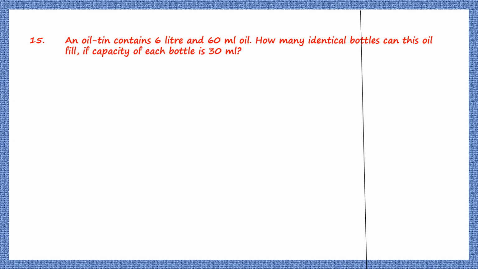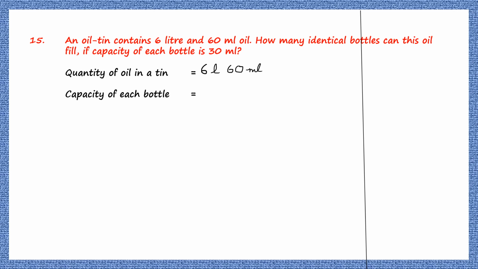Question 15. An oil tin contains 6 liters and 60 milliliters of oil. How many identical bottles, identical means similar bottles, can this oil fill if capacity of each bottle is 30 milliliters? Okay, so let's begin by writing what's given to us. So first one, quantity of oil in a tin is 6 liters and 60 milliliters. This is what is given to us in the question. Then what else is given to us? Capacity of each bottle is given to us, which is 30 milliliters.